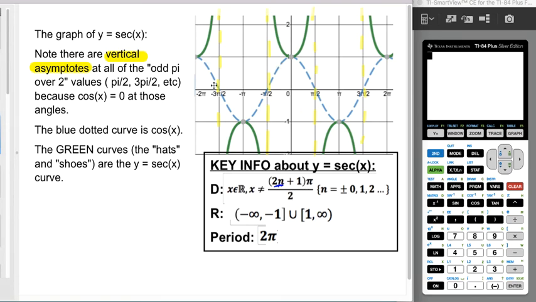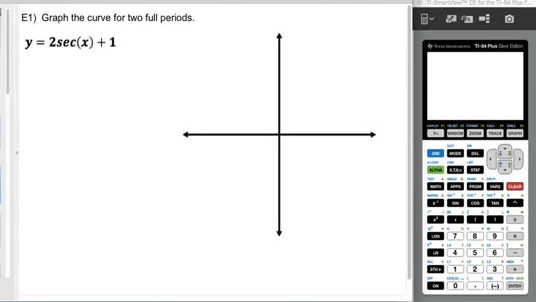So all the odd pi's, there's going to be this yellow vertical asymptote, and then we draw the hat and the shoes, right? So let's go ahead and walk through a couple of examples of doing this. We're going to go ahead and graph 2 secant x plus 1.